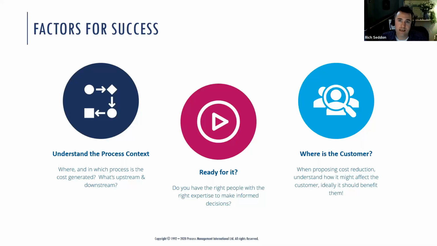The two things I see most often in unsuccessful and suboptimal cost reduction programs are point 1 and point 3 on this slide right here. Failure to understand the context and failure to understand the impact upon the customer. Those two, by far and away, appear most often. So what do we mean by the process context?